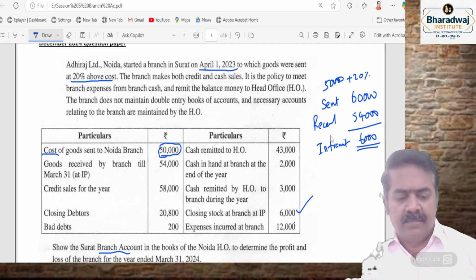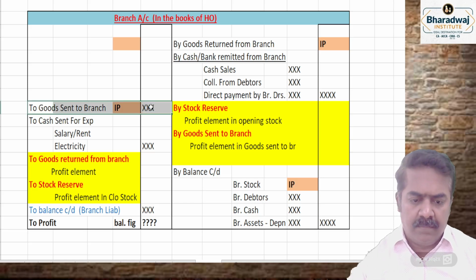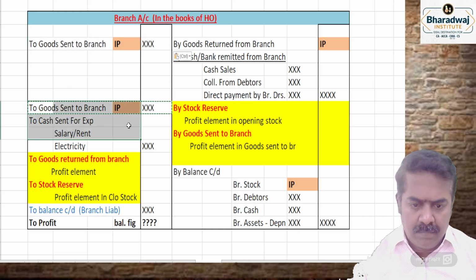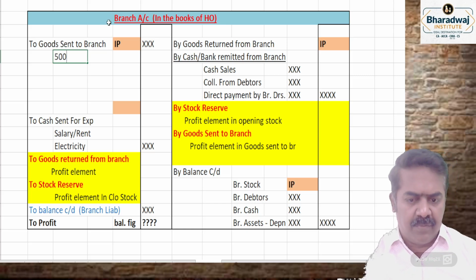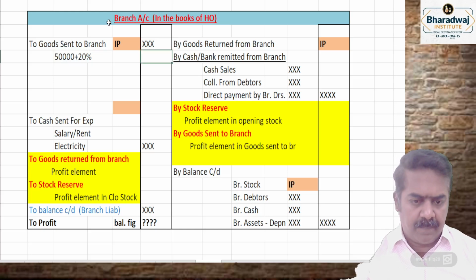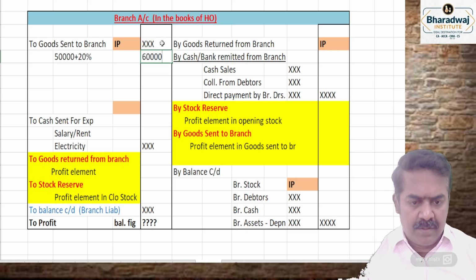Shall we? Start. Goods sent to branch, at invoice price, we want 50,000 plus 20%. How much will it be? 60,000.